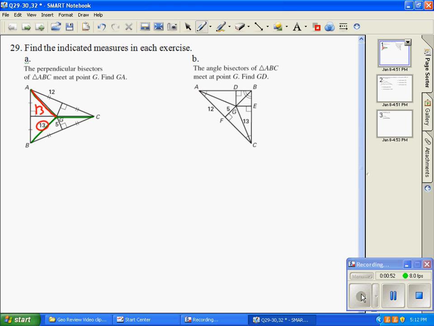Okay, on part B, we have angle bisectors. And so with angle bisectors, we know that the point of concurrency, so the point of intersection there, is equidistant from the sides. So this time, these three lengths are the ones that are the same. And we know that FG is 5, so therefore GD is also going to be 5.